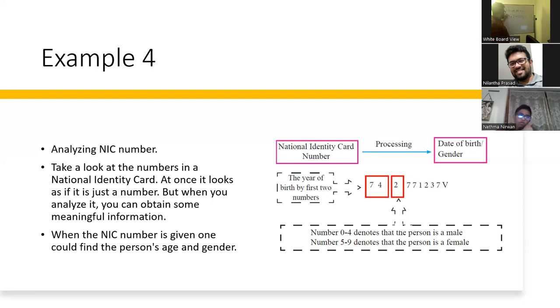Now you take this, you are going to process it. So this is the data. You put it into a program. We did talk about programs. So if you put this value into a program, the program is going to take the first three values, 74 and 2, and just use this as the year of birth and use this to identify whether it is male or female.